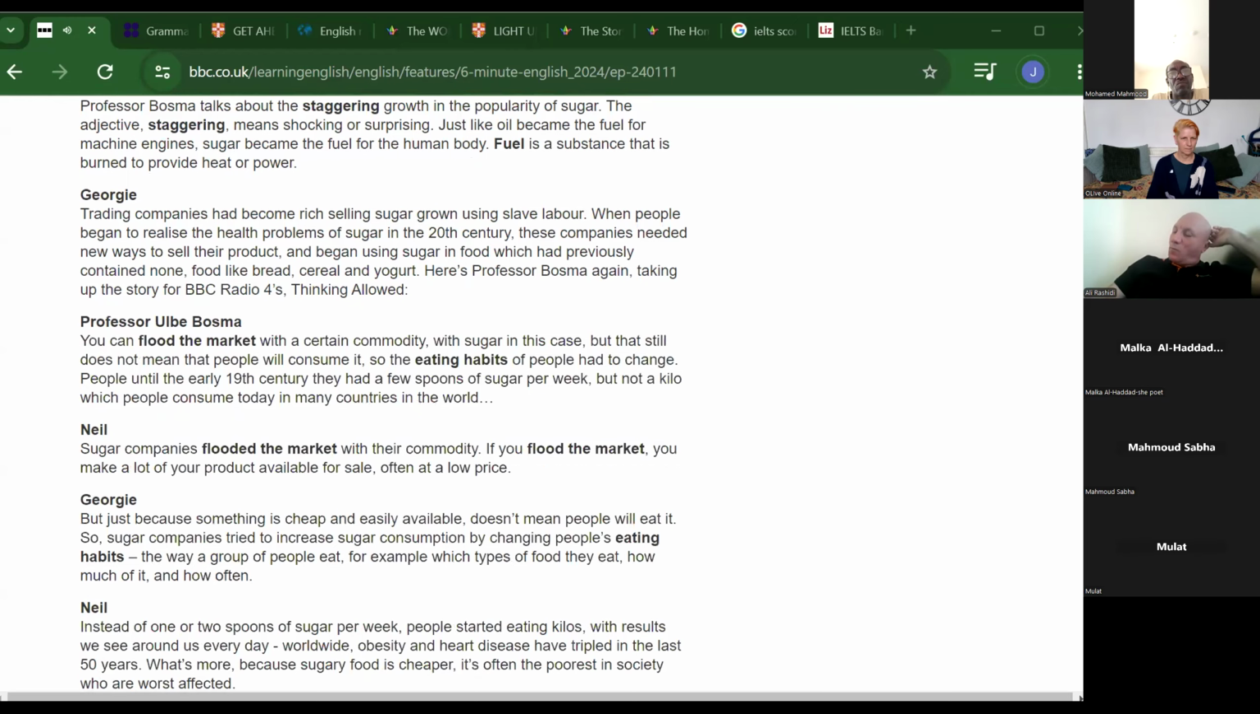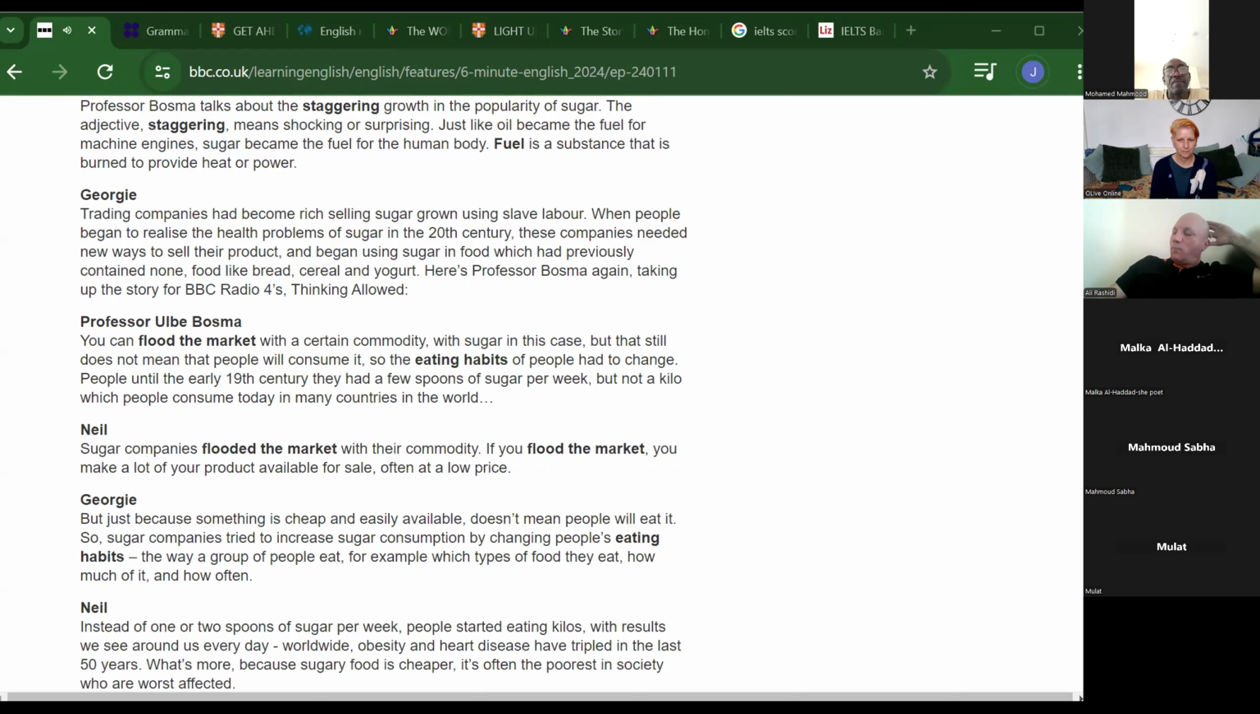Professor Bosma talks about the staggering growth in the popularity of sugar. The adjective staggering means shocking or surprising. Just like oil became the fuel for machine engines, sugar became the fuel for the human body. Fuel is a substance that is burned to provide heat or power. Trading companies had become rich selling sugar grown using slave labour. When people began to realise the health problems of sugar in the 20th century, these companies needed new ways to sell their product and began using sugar in food which had previously contained none, food like bread, cereal and yoghurt.